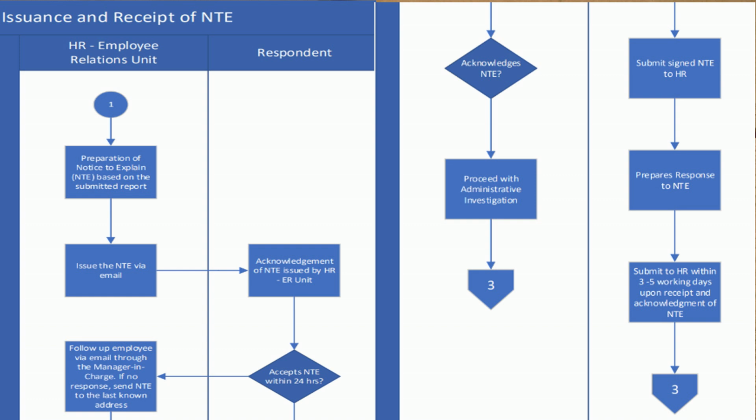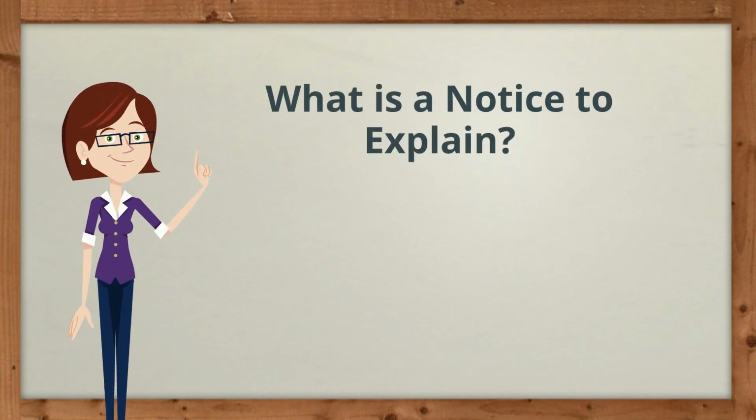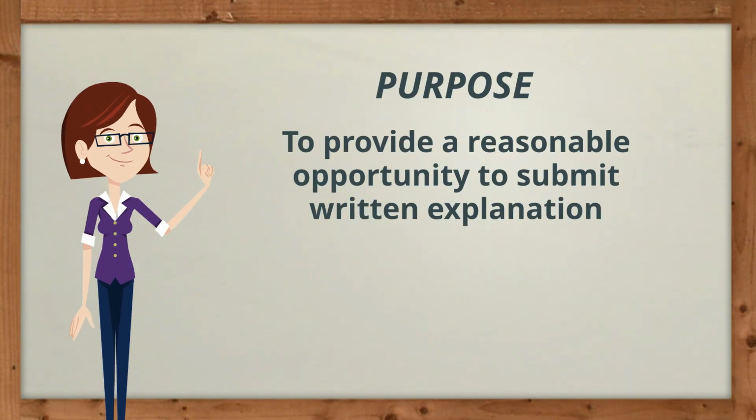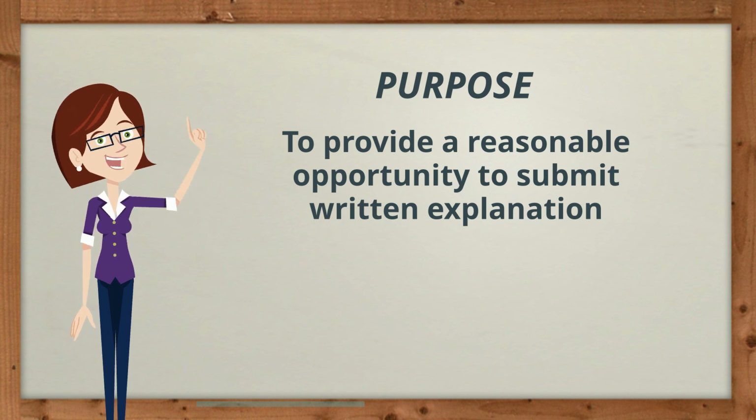This is the overview process for the NTE part. Also known as the Notice to Explain, this is the first notice issued to an employee in the event of a possible employee disciplinary action case. The document aims to provide the employee with a reasonable opportunity to submit their written explanation within the given time.